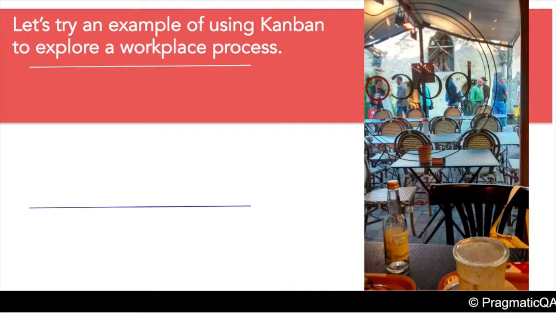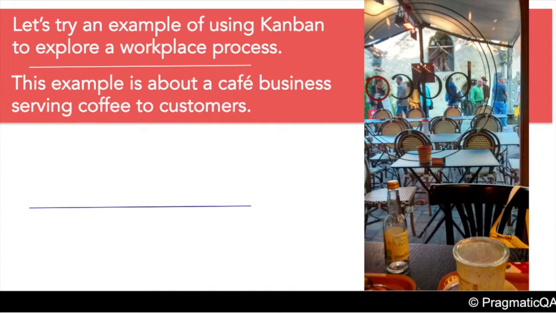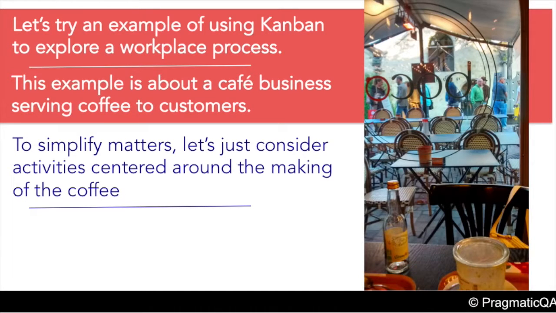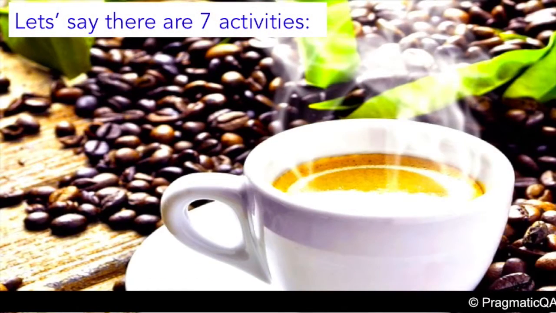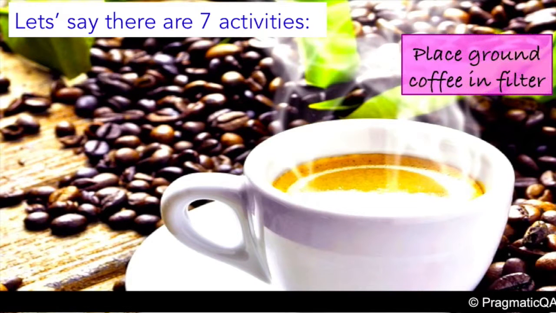Let's try an example of Kanban to explore a workplace process. This example is about a cafe business serving coffee to customers. To simplify matters, let's just consider activities centred around the making of the coffee. The whole team are going to be involved in saying what the activities are and in what order. So let's say there are 7 activities.